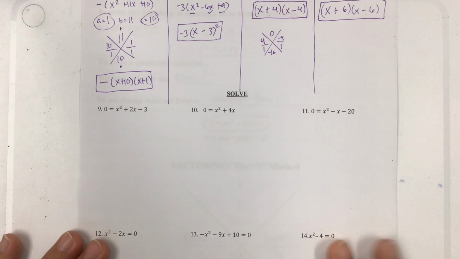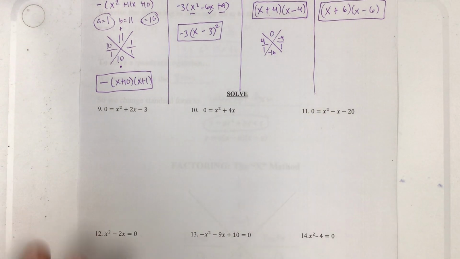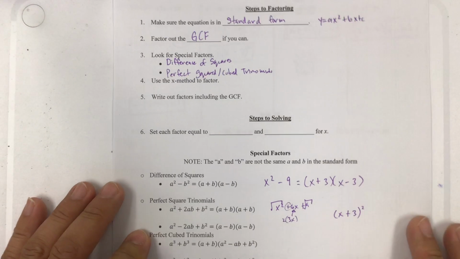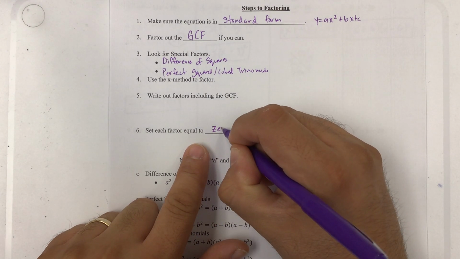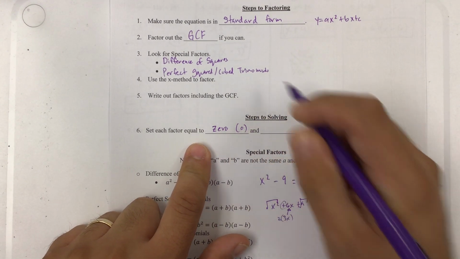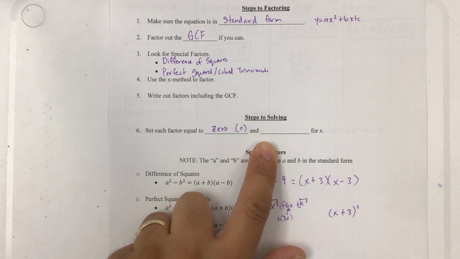All right, so now we're getting to solving, all right? So with solving, we have to do just one additional step. And let's take a look at what that additional step is. All right, so let me go back to the previous notes and fill that part in for you. Here it is right here. So steps to solving. Set each factor equal to 0 and solve for x.